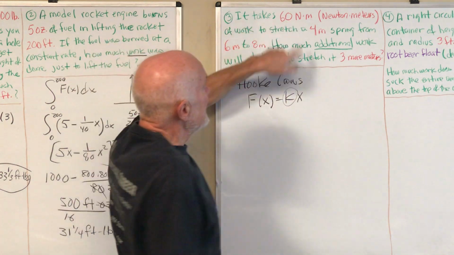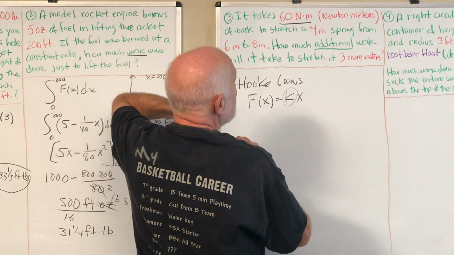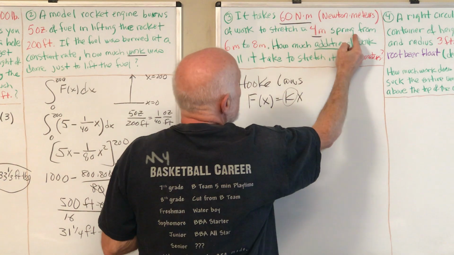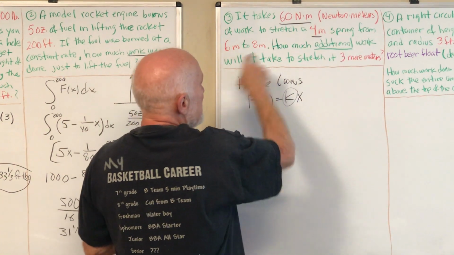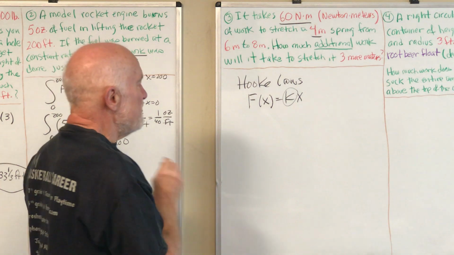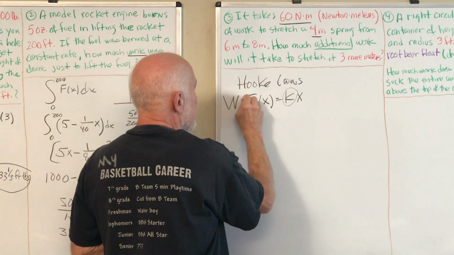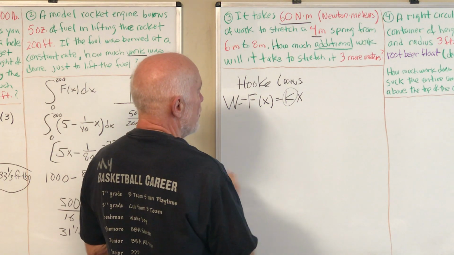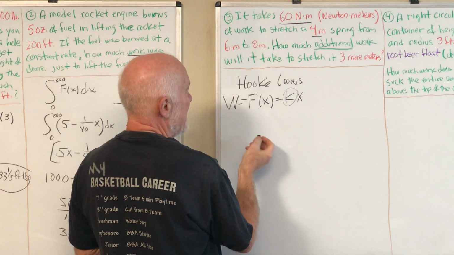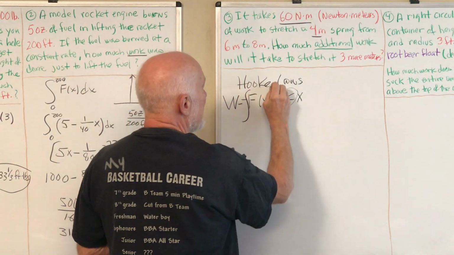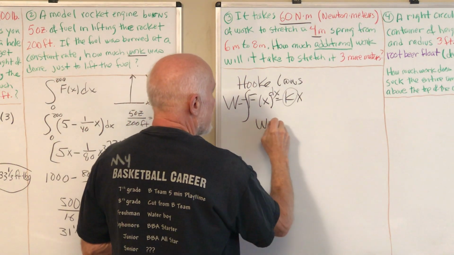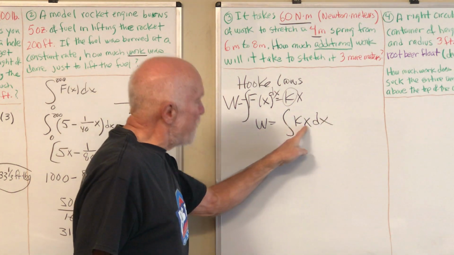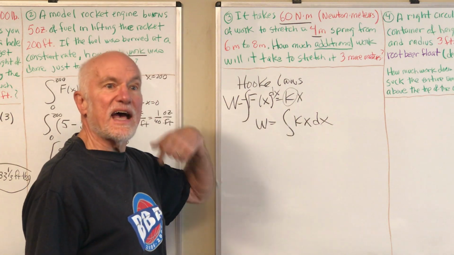But I did say it takes this amount of work, 60 Newton meters, to stretch a 4-meter spring from 6 meters to 8 meters. Well, we have to know that the force is equal to kx, so the work is equal to the integral of F(x) dx. So the work for a spring is always going to be the force times the distance, where the force is kx.